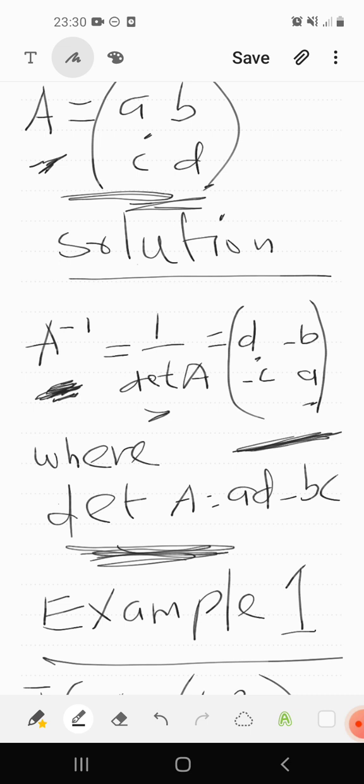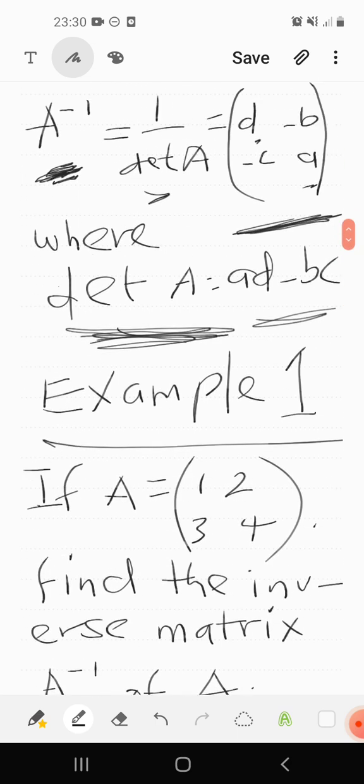AD minus BC. So AD minus BC, then you get your determinant. Then you write 1 over the determinant. Then you interchange the positions of A and D here, and then you negate B and C as you maintain them in their usual positions.